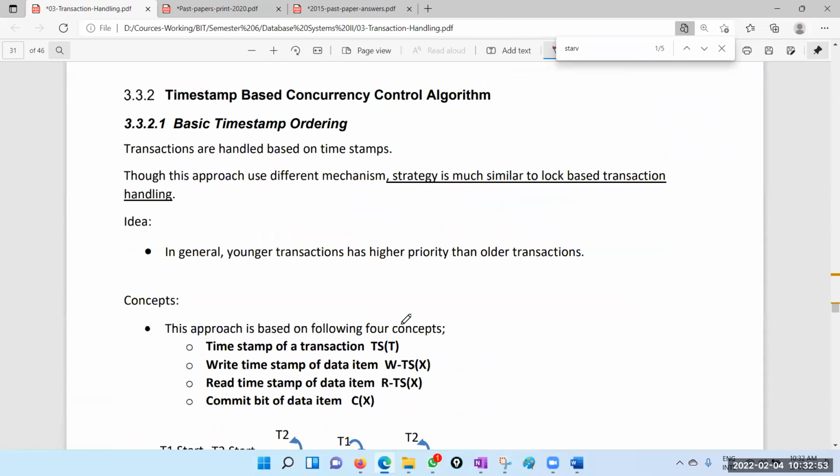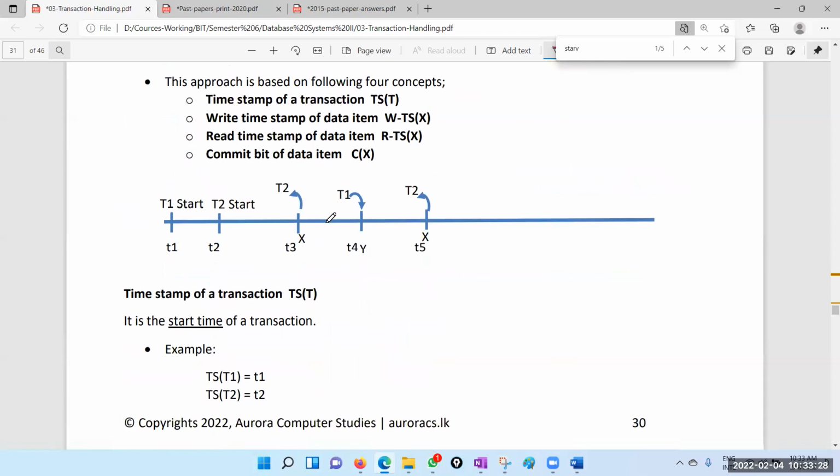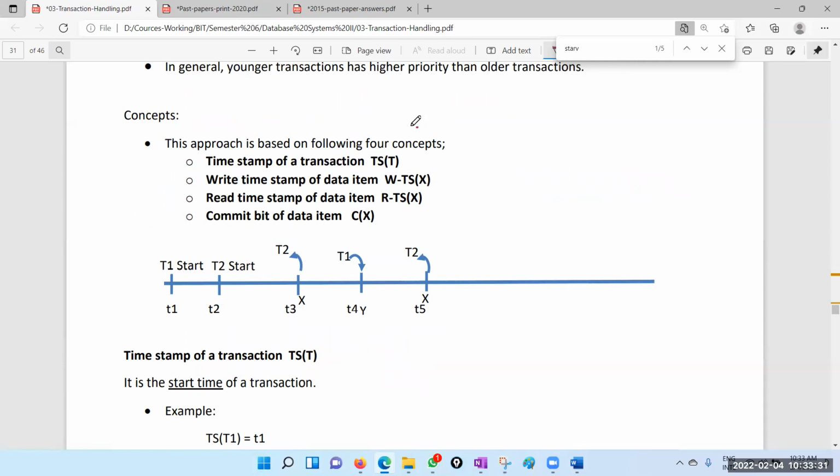right. So now here we again have a few variations. We will first look at basic timestamp ordering. Again, the strategy is much similar to log-based transaction handling. So therefore, there's a one-to-one mapping. If you have properly understood log-based transaction handling, you are in a very good position to understand timestamp-based handling. But you first have to understand the concepts for what we are going to do. Okay, right. So this approach is based on the following 4 concepts.